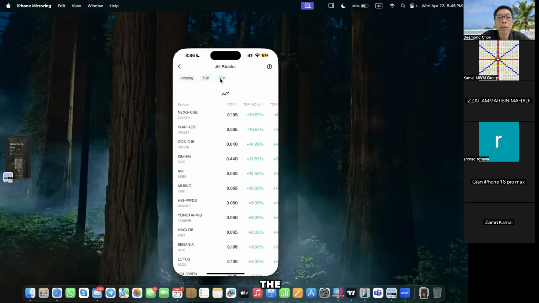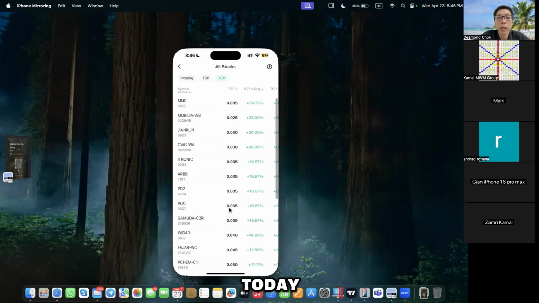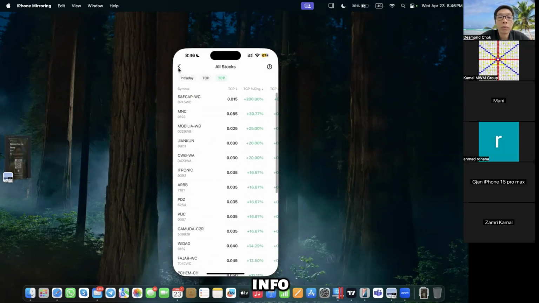Theoretical closing price is the closing price before 5 p.m. It starts from 4:45 until 4:50. So during that time, it will change. It will run until you see what the closing price is for today. Okay, this one is for your info.